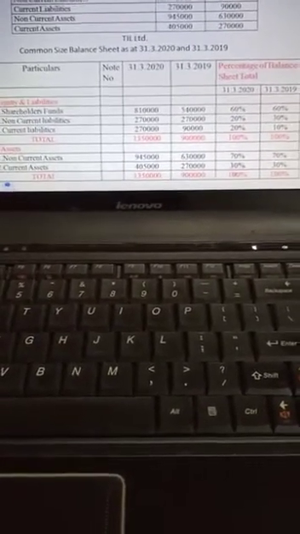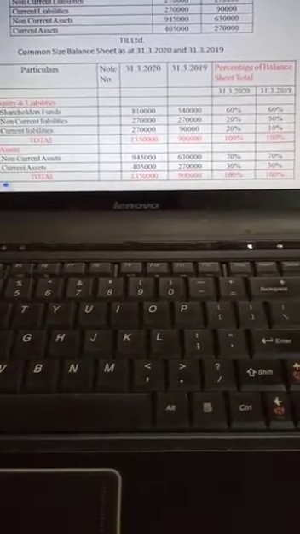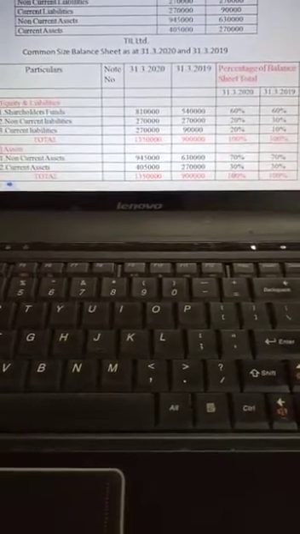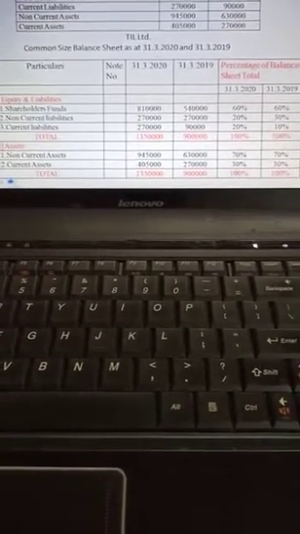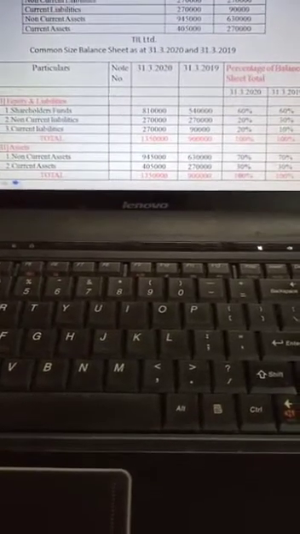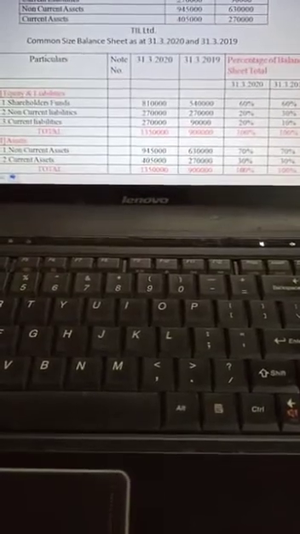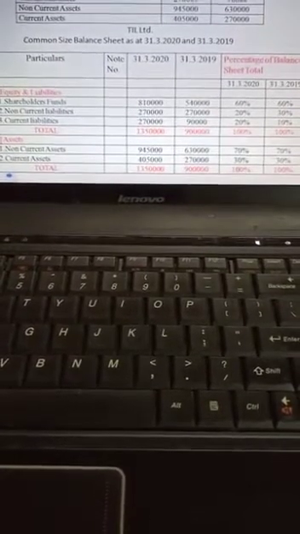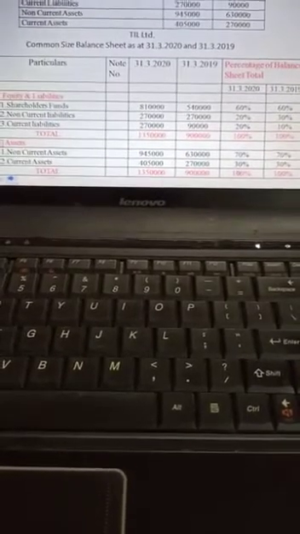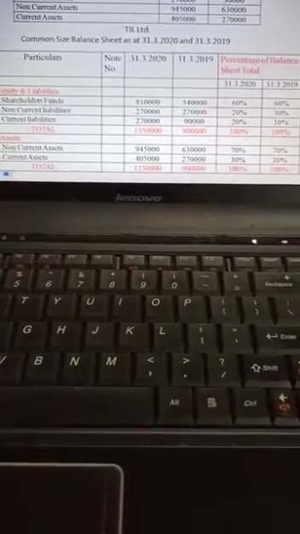If we add up the three, that is 60%, 20% and 20%, for the current year we get 100%. For the previous year it is 60%, 30%, 10%, again it is 100%. On the asset side, we have non-current assets 9,45,000 current year and previous year 6,30,000. Current assets 4,05,000 current year and 2,70,000 previous year. Total again for the current year is 13,50,000 and for the previous year it is 9 lakh.